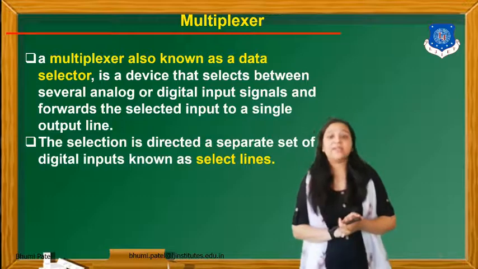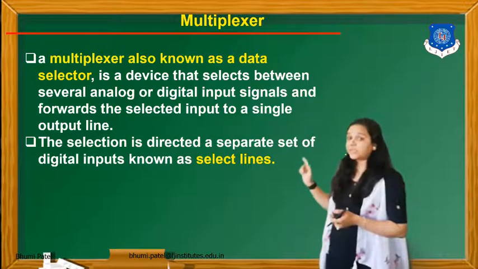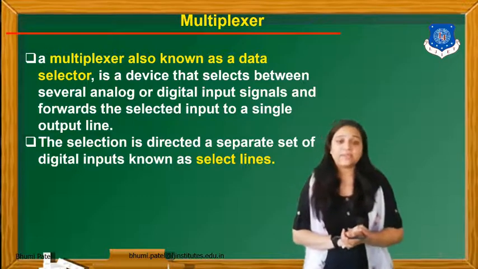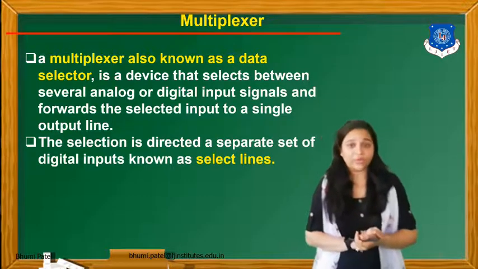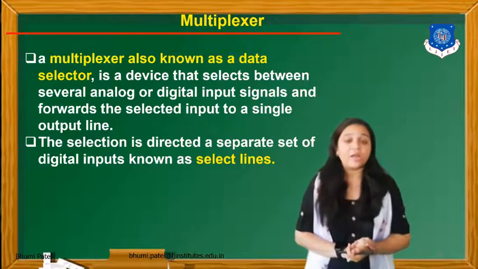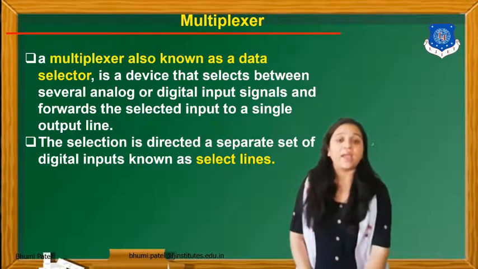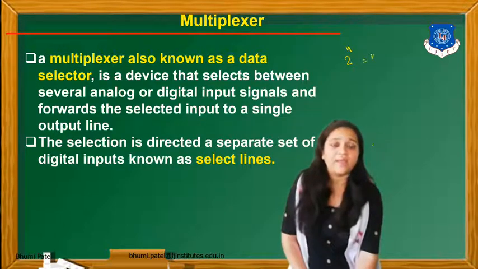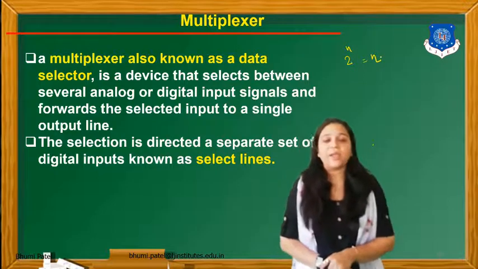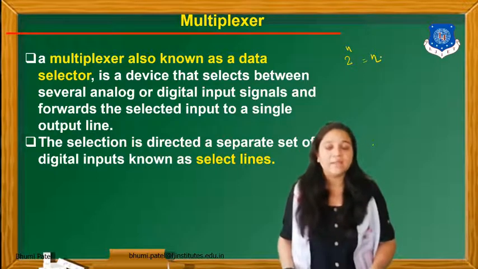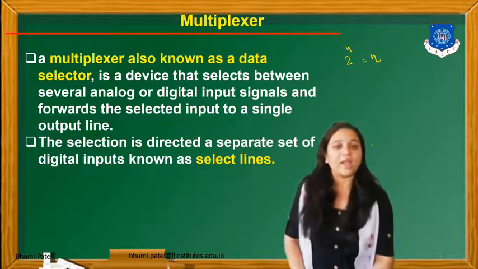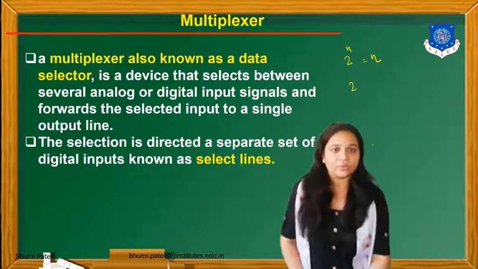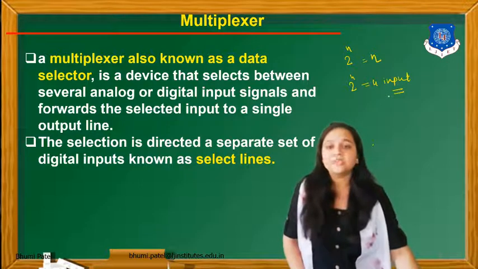So the selection is directed by a separate set of digital inputs, known as the select lines. Now how can we decide the select lines? If we have 2 raised to n data inputs, then we have n selection lines. So depending upon the data, we have to decide the selection lines. If we have 4 inputs, that is 2 raised to 2, at that time we have 2 selection lines.